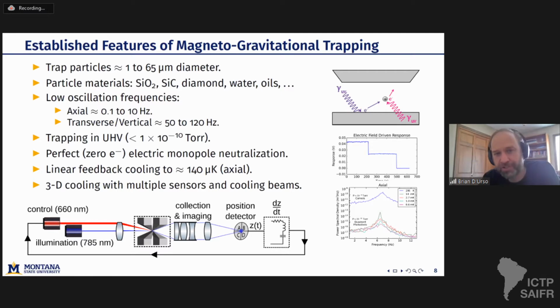We can trap a huge variety of materials. It turns out that most materials are weakly diamagnetic, and that includes materials like silica, which is probably our favorite trapping material, silicon carbide.